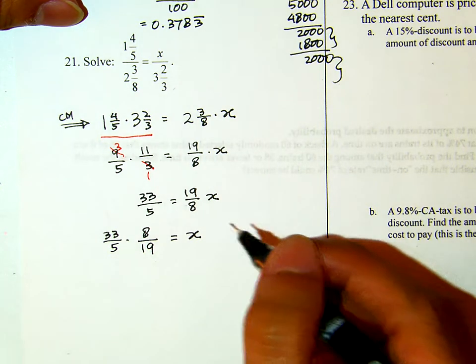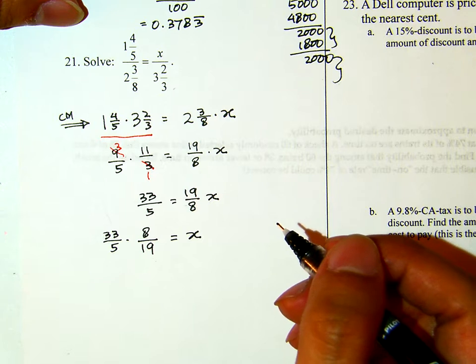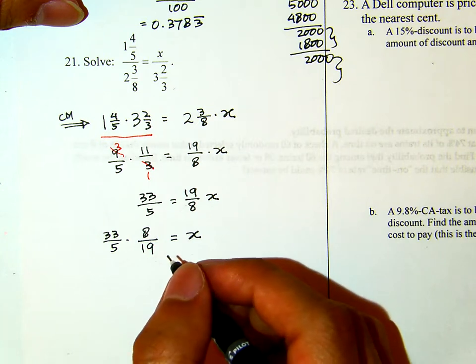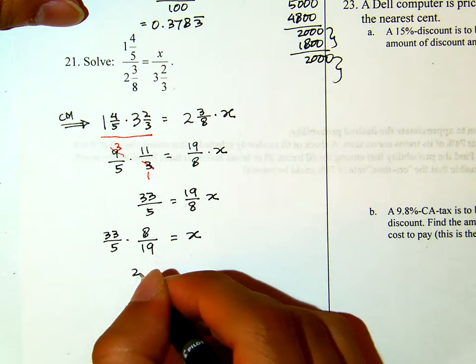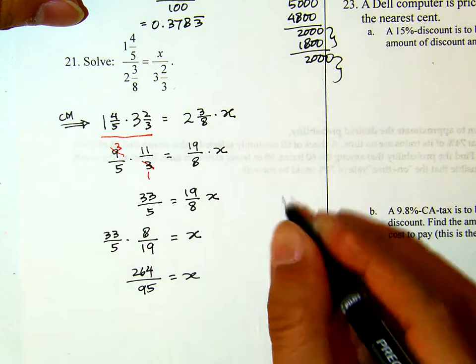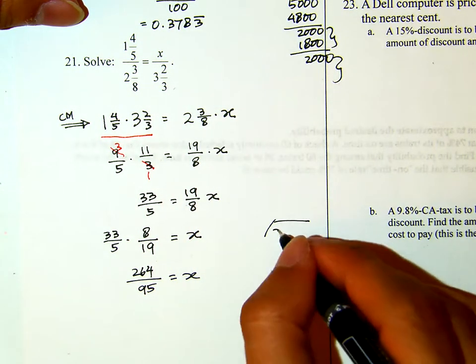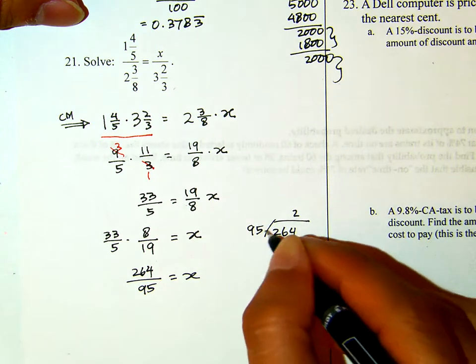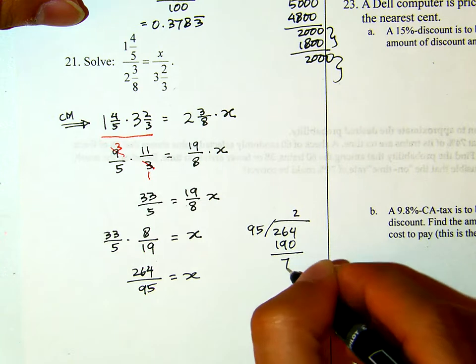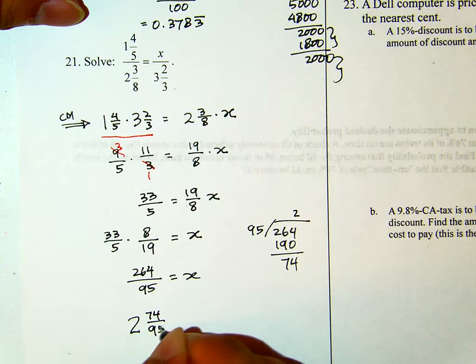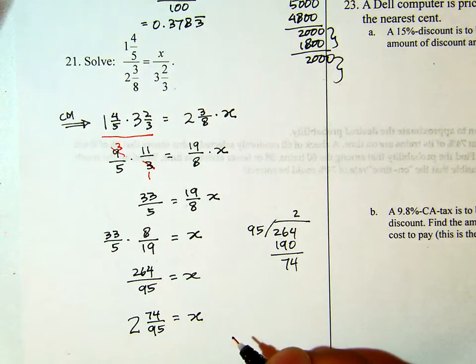Okay, now from here we will try to cross cancel, but it seems like we can't cross cancel, so we'll just multiply those. If I multiply those, I will get 264/95 equals x. Now because we started from a mixed number at the beginning, I need to convert that back to a mixed number. 2 times 95 is 190, that would be 74, so that would be 2 74/95 equals x.